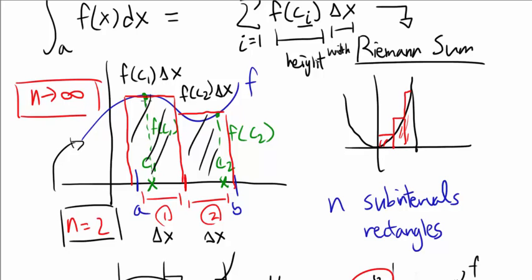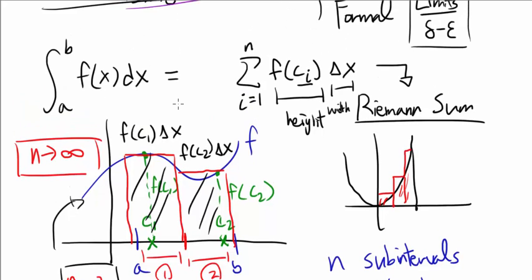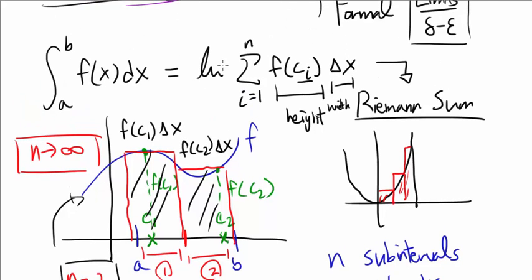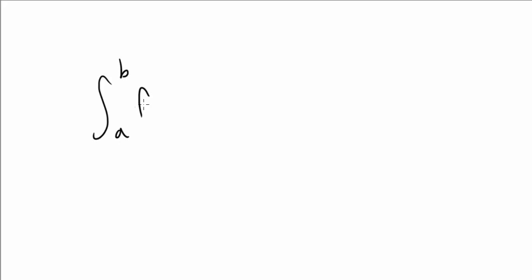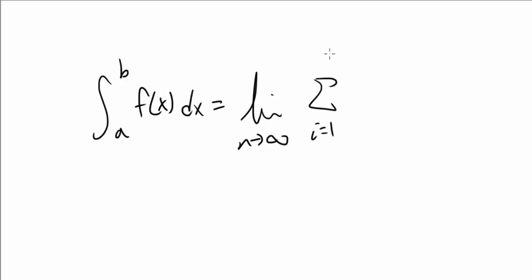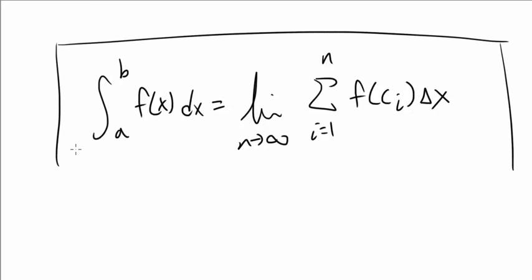If we use technically an infinite amount of rectangles, summing up the areas of the rectangles is going to get you the exact area under the curve. So we're going to take the limit as n approaches infinity, and that's the definition of the definite integral. Let me rewrite that. The integral from a to b of f of x dx is the limit, as we have an infinite amount of rectangles, of the sum from the first rectangle to the nth one, of our function evaluated at some point in the interval times the width. And this is the definition of the definite integral.